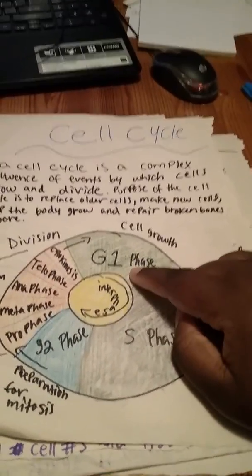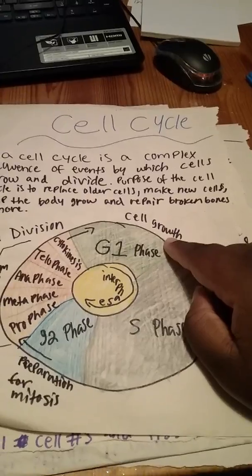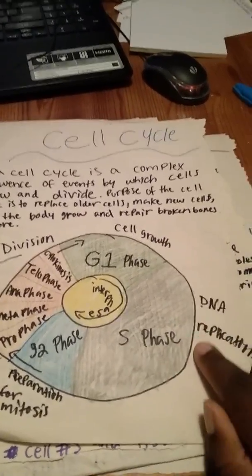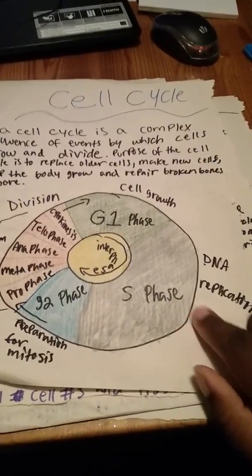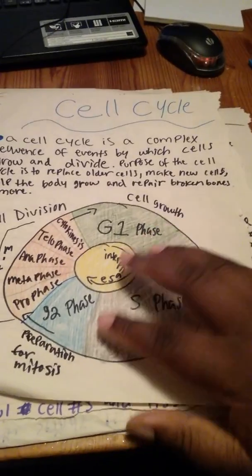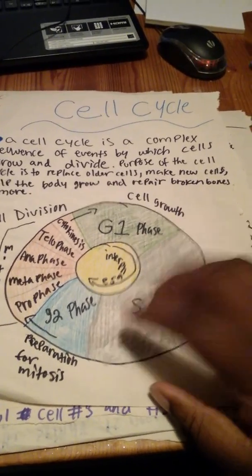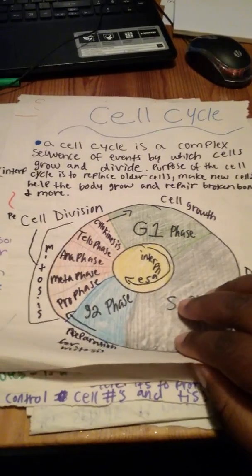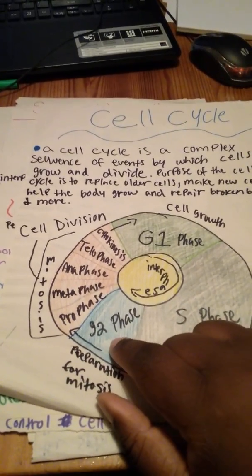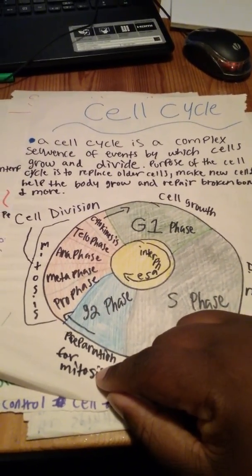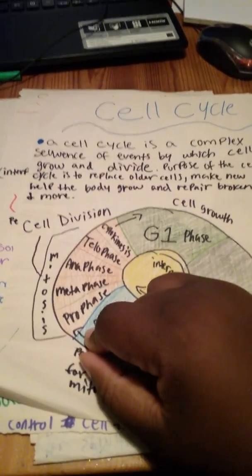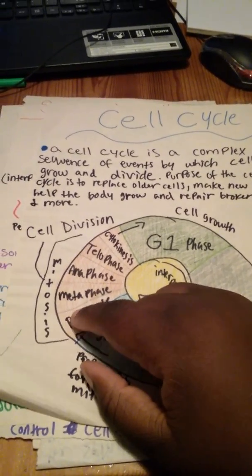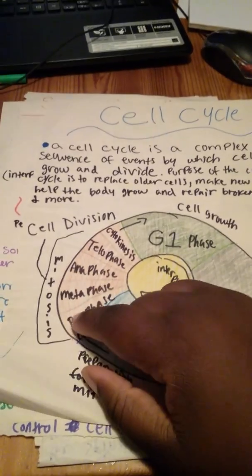The first phase is the G1 phase, and that has to do with cell growth. The second phase is the S phase, DNA replication. So the cells start dividing and multiplying, making more. Then the G2 phase, which is a preparation for mitosis. So this phase prepares the cell to go on to the stages of mitosis.